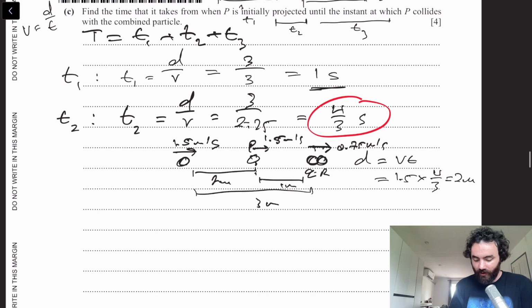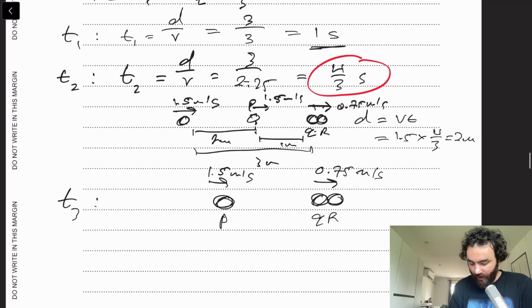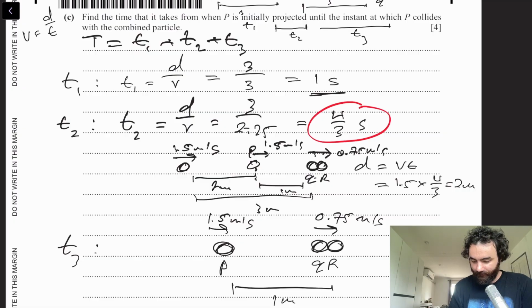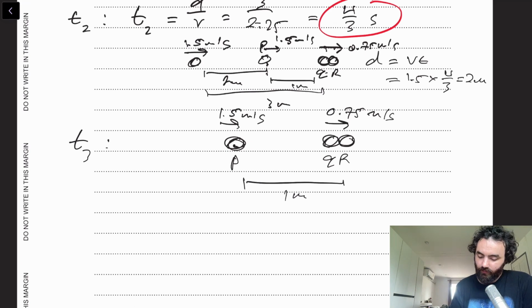So we have a scenario to find T3. We have P, which is moving at 1.5 meters per second, and we have Q and R, which is moving at 0.75 meters per second. And the distance between them is 1 meter, because we found that here. We want to know at what time this thing will hit this thing if they're moving like this. Well, we basically want to know when the displacement of P equals the distance when they hit.